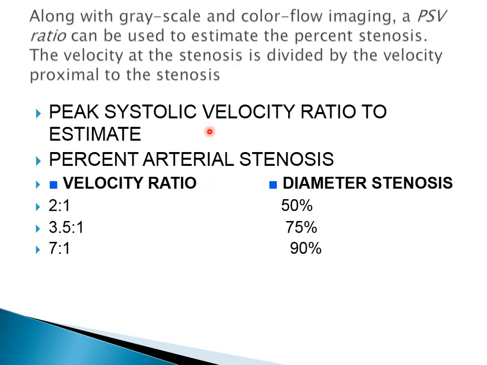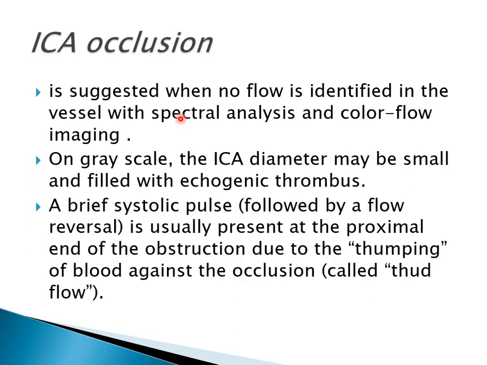In the common carotid artery, we don't have a special chart to detect the degree of the stenosis. We have this velocity ratio, systolic velocity, used to estimate percentage stenosis. The velocity at the stenosis is divided by the velocity proximal to the stenosis. We come to these parameters: 2 by 1 is 50% stenosis, 3.5 by 1 is 75%, and 7 by 1. We take two peak systolic velocities and divide them. Before you divide, for the common carotid artery you take the degree of stenosis, because sometimes you see the stenosis in the common carotid.